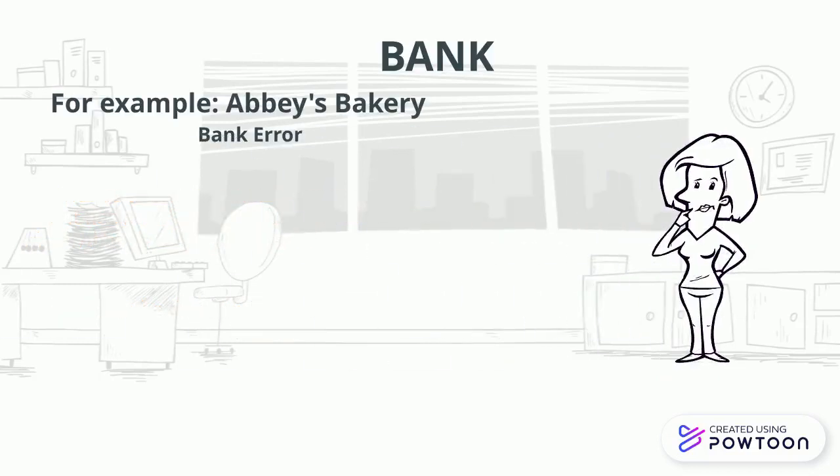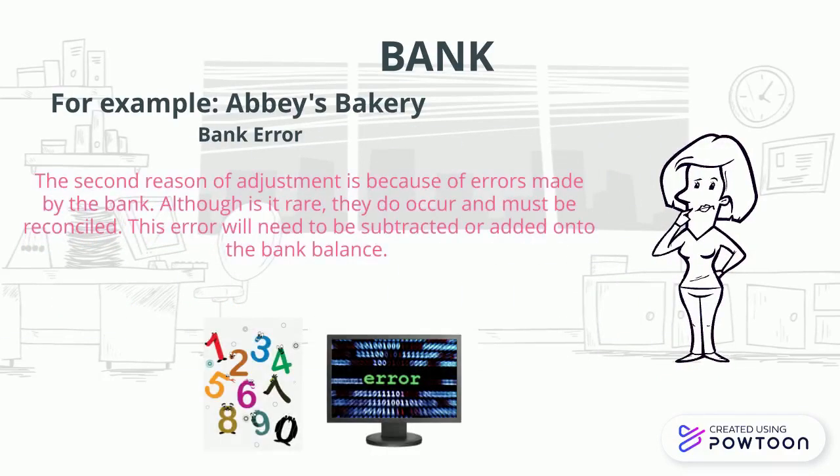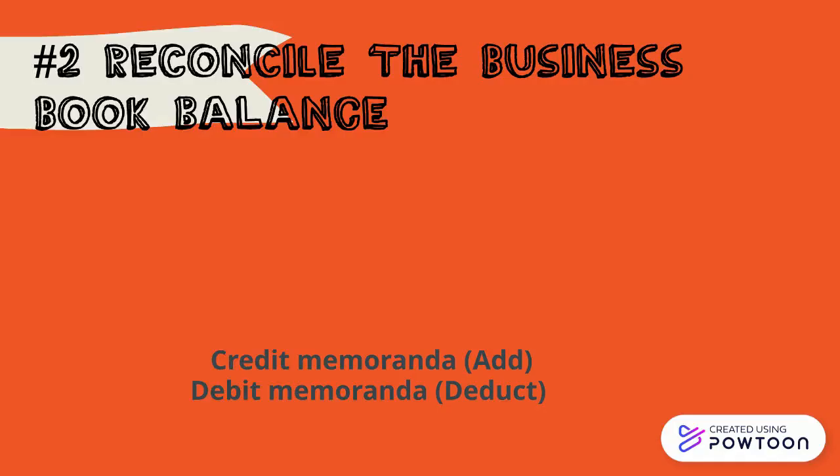The second reason there will be a need for an adjustment is because of errors made by the bank. Although this is rare, it does occur and must be reconciled. This error will need to be subtracted or added onto the bank balance depending on whether it was overstated or understated.